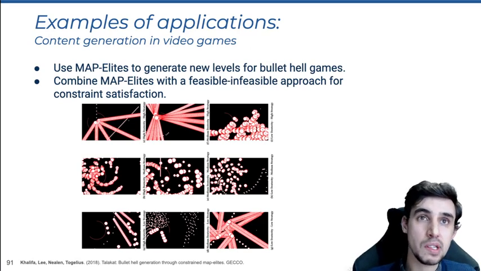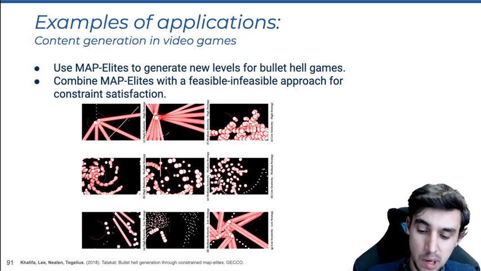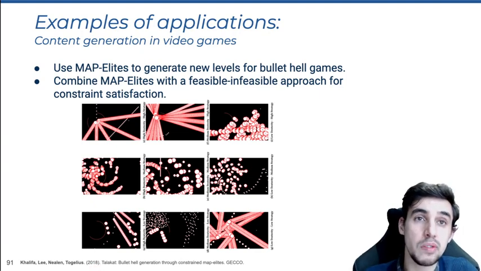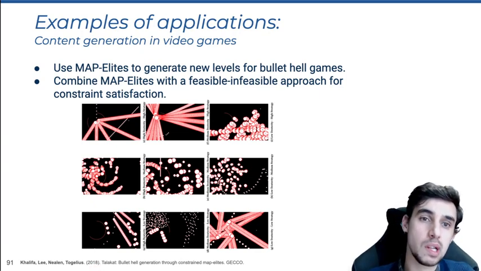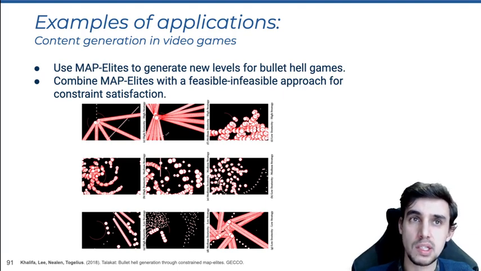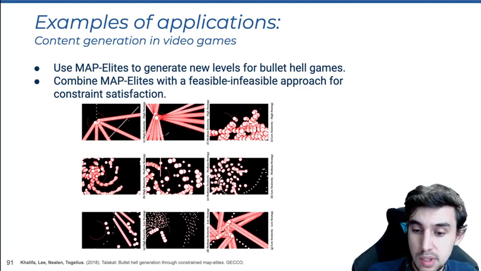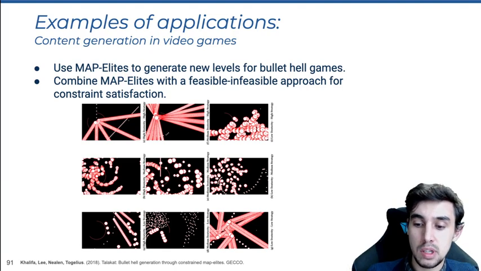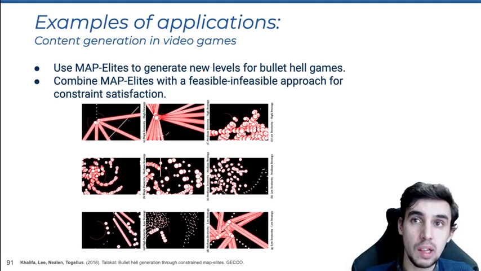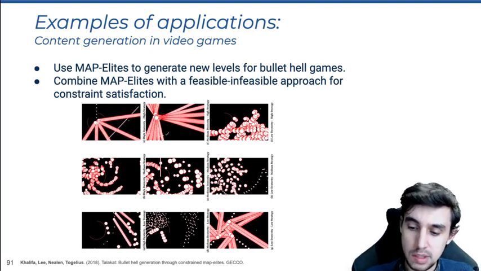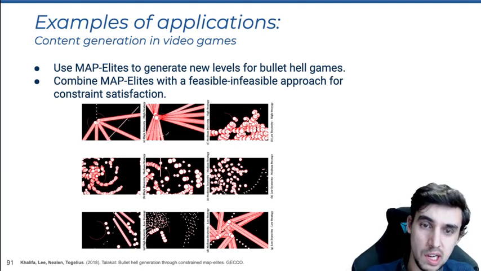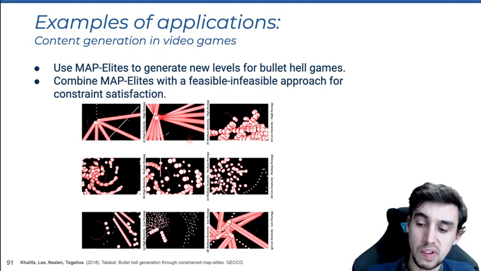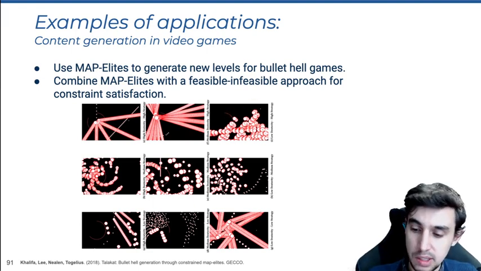That's why, for instance, MapElites has been used by some researchers at New York University to generate content for video games, like automatically generated content, where we can use MapElites in order to design new levels for a Bullet Hell game. So it's a game where the player controls an agent to try to survive and not take all the bullets here, and that's a quite popular type of game.